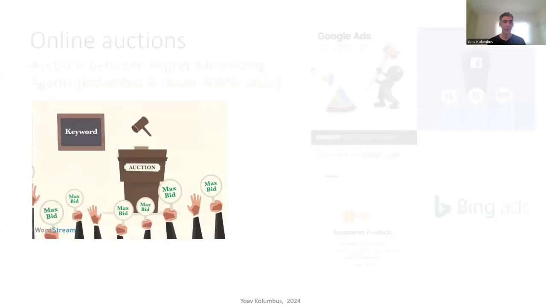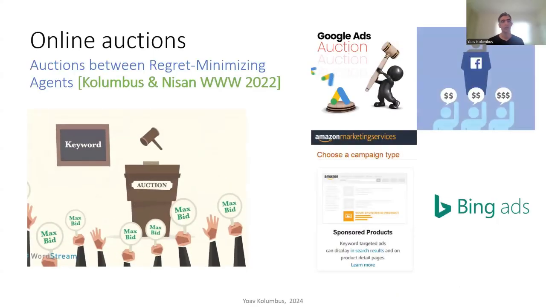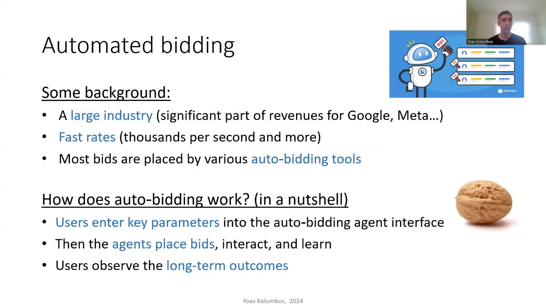And the first example we're going to look at are online auctions, similar to those used by the large internet companies to sell ad positions online. And so we know that those are very big markets, and these auctions typically run at extremely fast rates, and bids are not being placed directly by the users. Instead, they're being placed by various types of automated bidding tools.